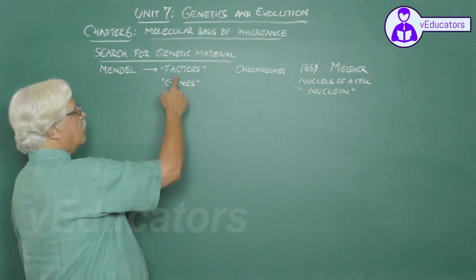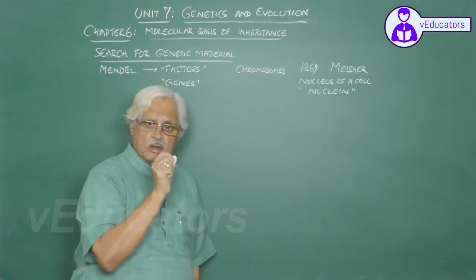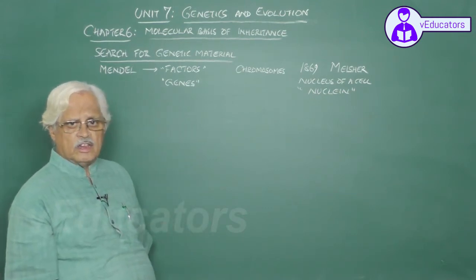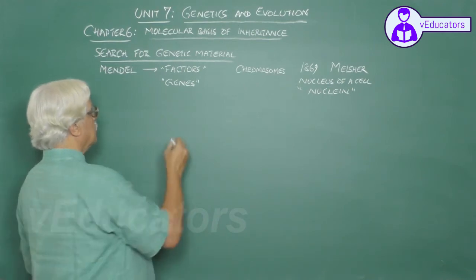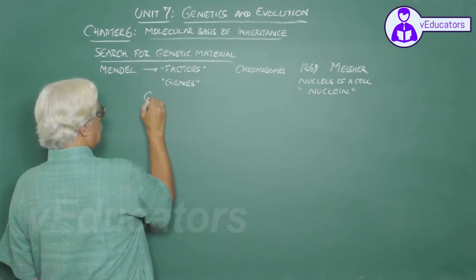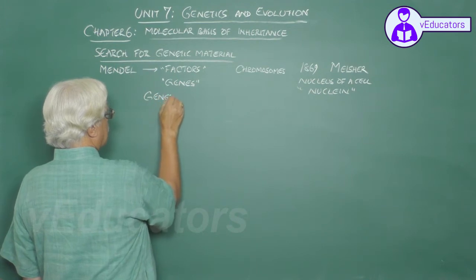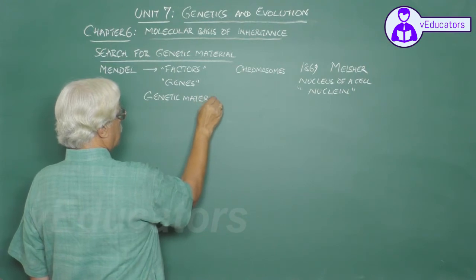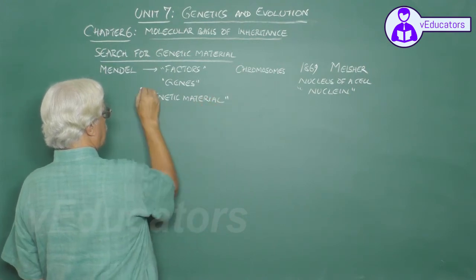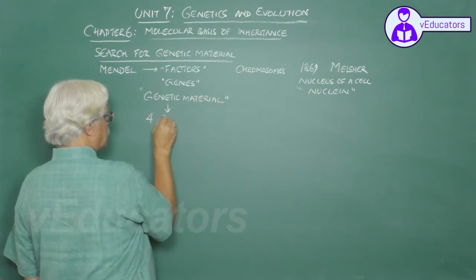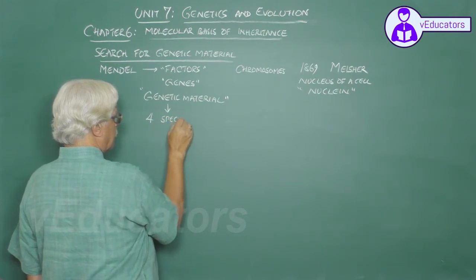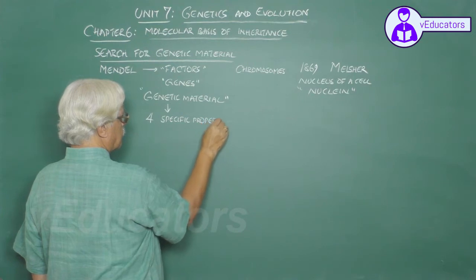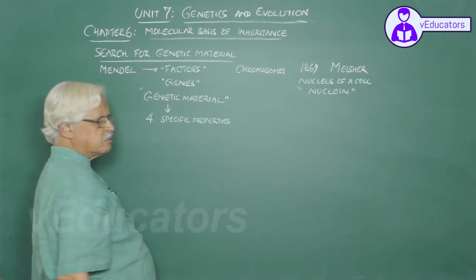So, scientists went on searching for the genetic material, and they were very clear in their idea that any substance which functions as the genetic material should have 4 specific properties.